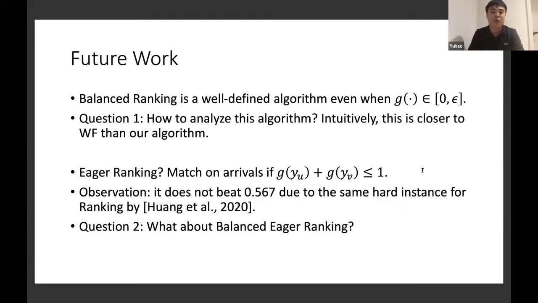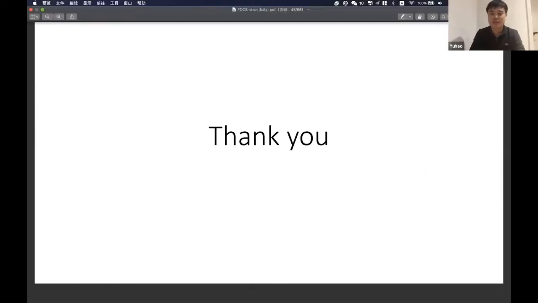And I will talk about one future direction. We know eager water filling can beat water filling in the fractional version, and balanced ranking can beat ranking in the integral version. So one direct question is, can we continue to beat balanced ranking by the eager water filling idea? So that's what I want to say, and that's my talk.